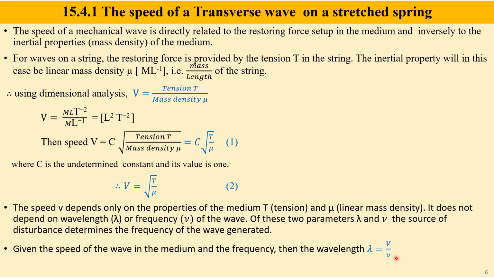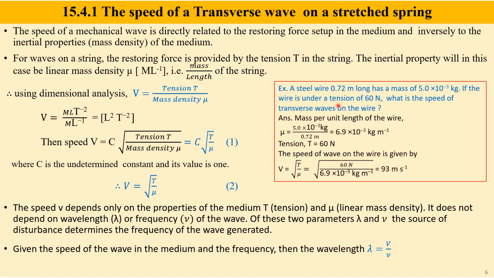Let us solve a numerical example. A steel wire 0.72 meters long has a mass of 5 into 10 to the power of minus 3 kg. If the wire is under tension 60 N, what is the speed of the transverse waves on the wire? Please note down the given parameters and we will solve it.